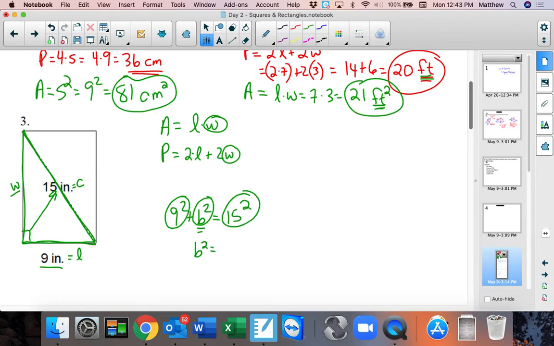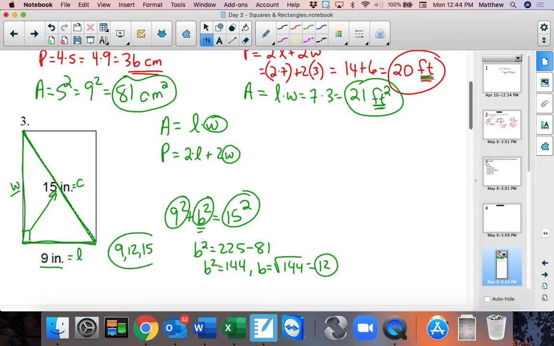b squared equals 225 minus 81. Some of you might have recognized this as a Pythagorean triple. So b squared equals 144, and therefore b is going to be the square root of 144, and that's 12. So this was a 9, 12, 15 Pythagorean triple, if you remember from yesterday, a multiple of the 3, 4, 5. Right? So super common. If you can recognize these, you can save yourself a lot of time.